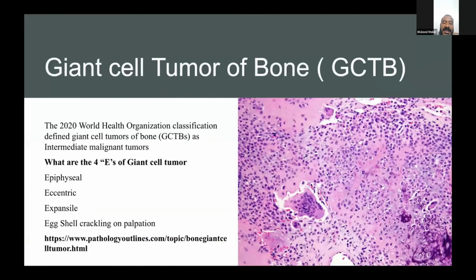So I will give a brief review about giant cell tumors of the bone. In 2020, the WHO classified giant cell bone tumors as intermediate malignant tumors. They usually occur in epiphyseal regions, and they are eccentric. They feel crackling on palpation.